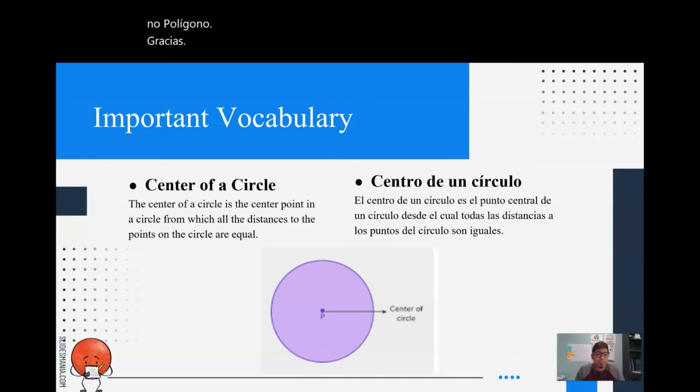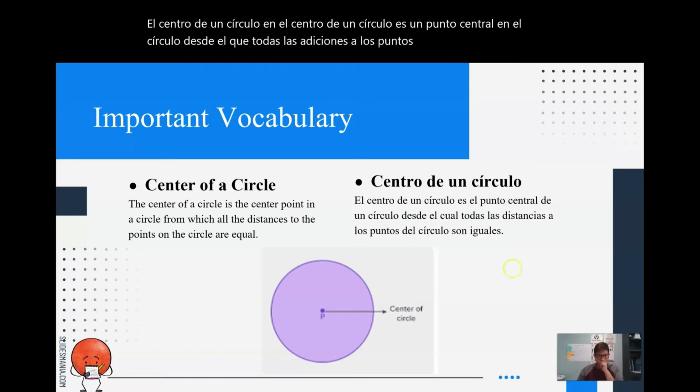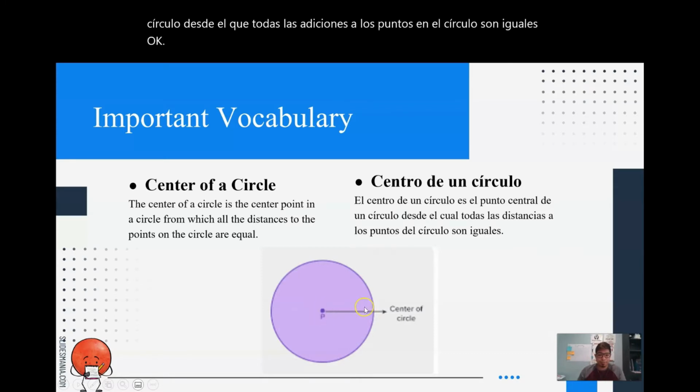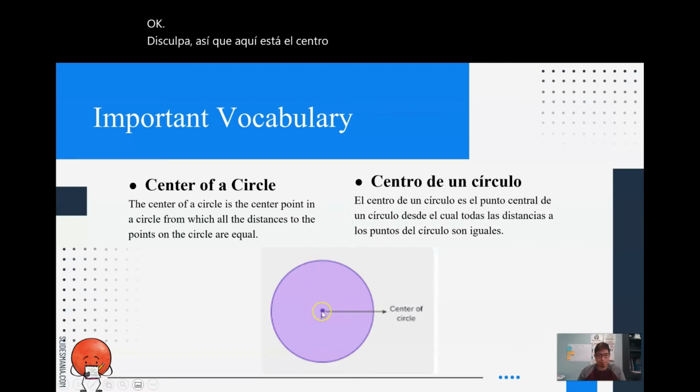Center of a circle. The center of a circle is a center point in a circle from which all the points on the circle are equal distance. So here's the center, and all of these distances from here to here is equal to here to here to here to here to here.